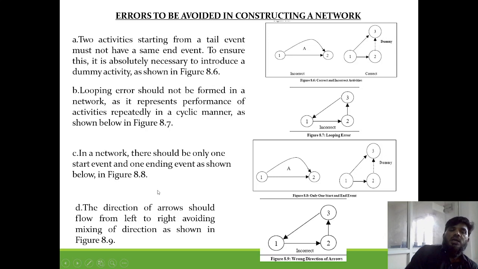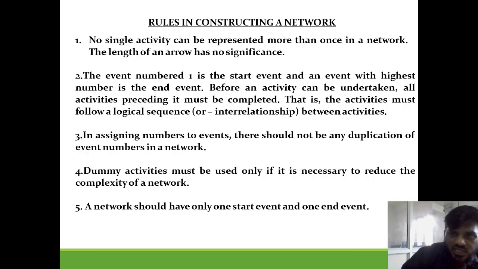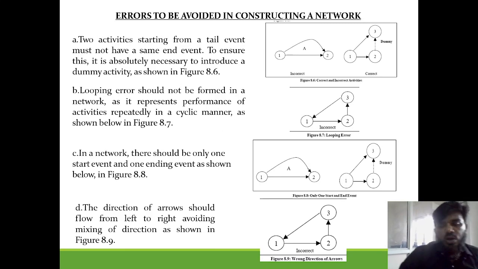Okay. Next, in a network there should be only one start event and one end event, meaning the first and third should not be the same. It should not have the same start and it should not have the same end. The next point is, the direction should be properly mentioned, and the wrong direction should not be given. Another thing to remember while drawing networks is that the network lines should not cross one another. It is not recommendable to cross the network lines.